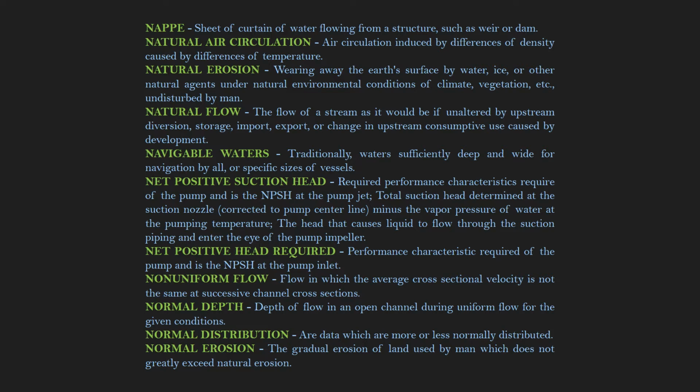Non-uniform flow. Flow in which the average cross-sectional velocity is not the same at successive channel cross-sections. Normal depth. Depth of flow in an open channel during uniform flow for the given conditions. Normal distribution, or data which are more or less normally distributed. Normal erosion. The gradual erosion of land used by man which does not greatly exceed natural erosion.